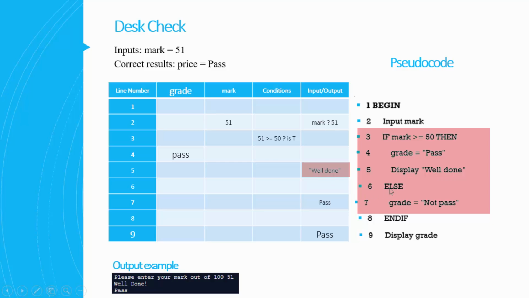If it's not, we move to the next line of code, which is still asking for grade equal to not pass. Now, we don't really need to do anything there because nothing really happens there, but it will display the grade at the end. So because we've set it here to pass, the grade at the end will also be pass. And if we have a look at that in real code, it will do exactly that. If we put in 51, it says well done and then pass. So our logic is pretty sound with this problem.